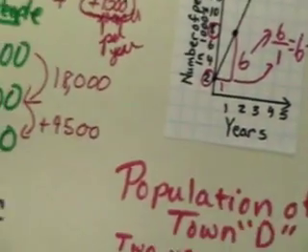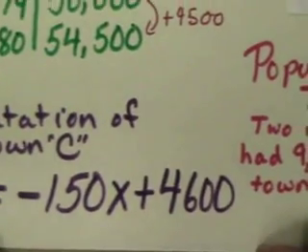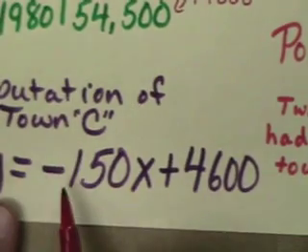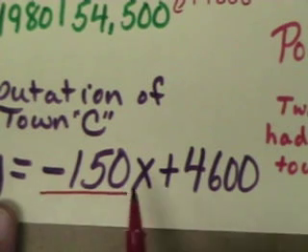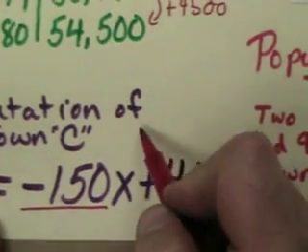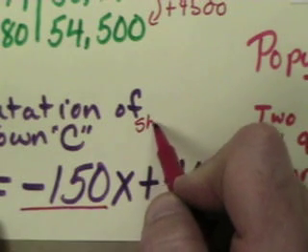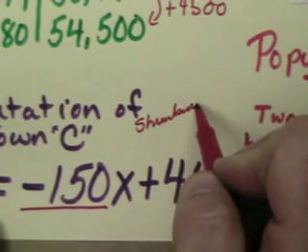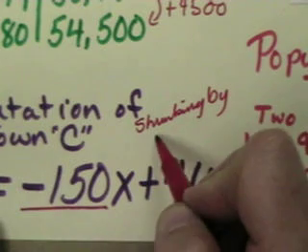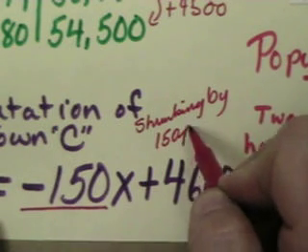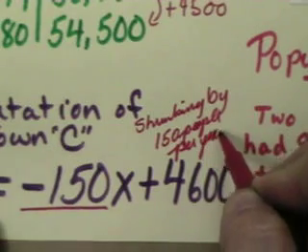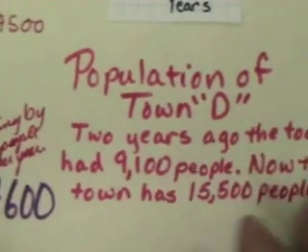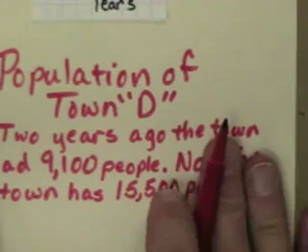Okay, the rule is really easy to find the growth rate in. The growth rate in the rule is on the x. It's negative 150. Don't really have to do anything else, just have to know that this is negative, so it's shrinking by 150 people per year.